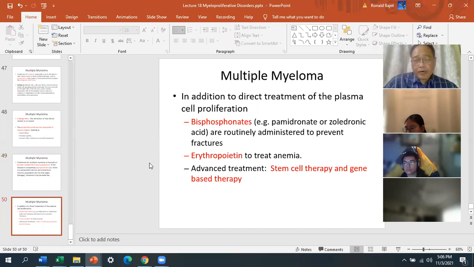And the types of treatment for multiple myeloma include bisphosphonates, and bisphosphonates are routinely administered to prevent fractures. So bisphosphonates are to address your bone issues. Erythropoietin is given to treat the anemia. Okay, bisphosphonates and erythropoietin are the two main treatment modes. For advanced treatment, then you can do stem cell therapy and gene-based therapy. So typical therapy: the bisphosphonates for your bones, erythropoietin for anemia, and stem cell and gene-based therapy for advanced treatment. Okay, and that's multiple myeloma, myeloproliferative disorders.